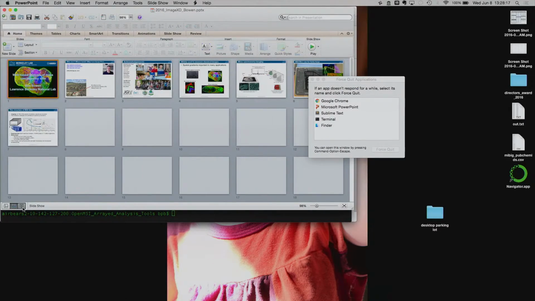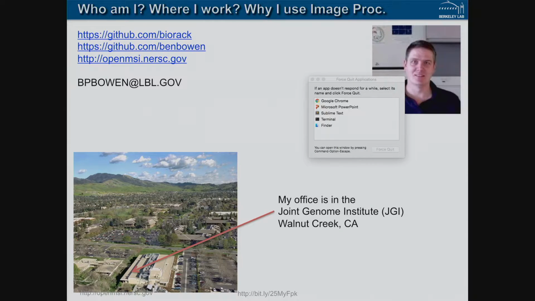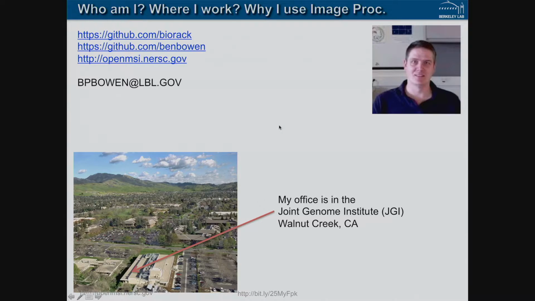All right. So Stefan asked to start with a slide about who I am. Physically, I work at a place called the Joint Genome Institute in Walnut Creek. It's about 12 miles east of here. It's quite nice. There's parking. It's free. You can park there.